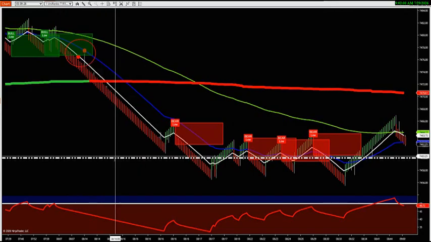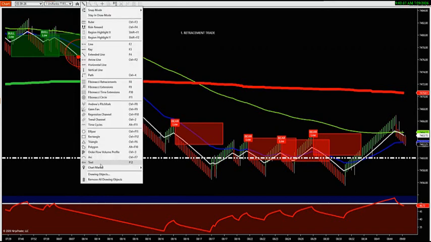I have a retracement trade with the dots. Love this trade. I'm going to show you. You start doing these, you're going to start really seeing some nice movement in the market. Retracement trade, and then I got a momentum trade.